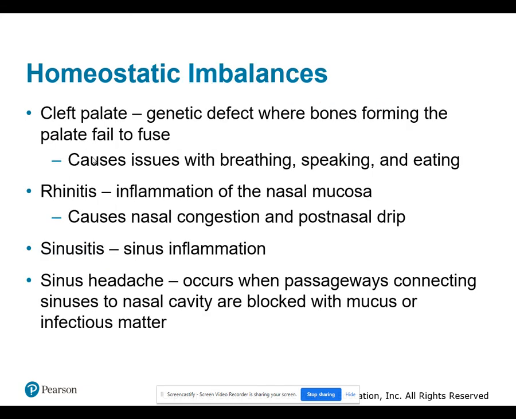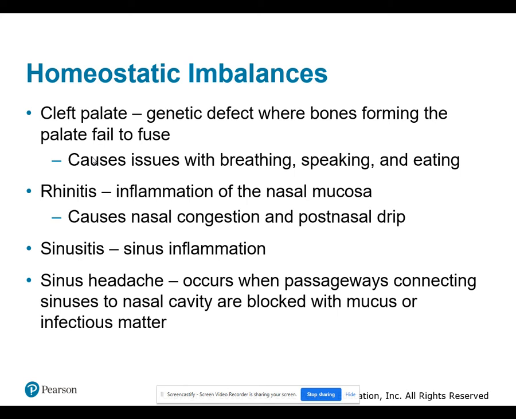With everything, there are also homeostatic imbalances associated with the sinuses and your nose. One of the most common ones is a genetic defect called a cleft palate. This is where the bones that separate your nasal cavity and your oral cavity don't necessarily fuse well, and this can cause issues with breathing, speaking, and eating, specifically in an infant who is trying to suckle on their mother's breast in order to get milk.